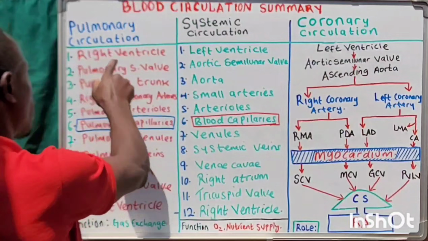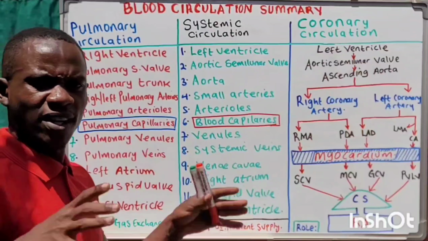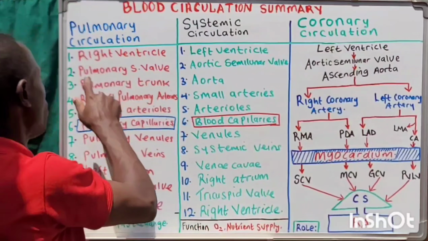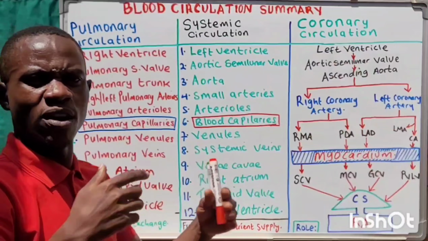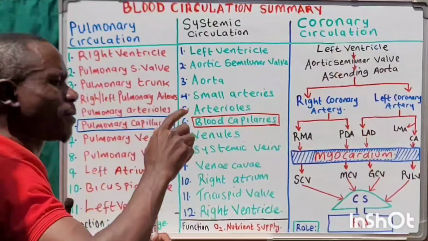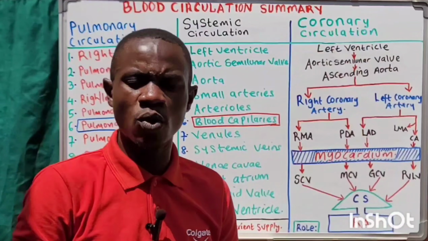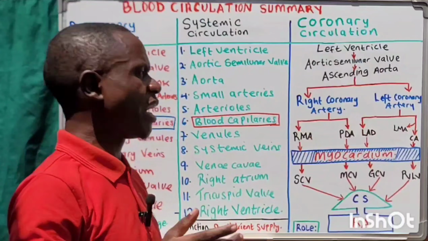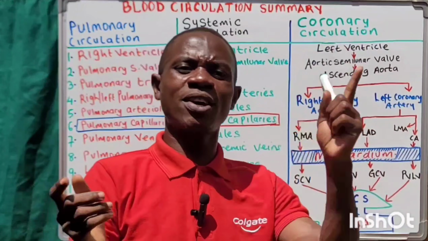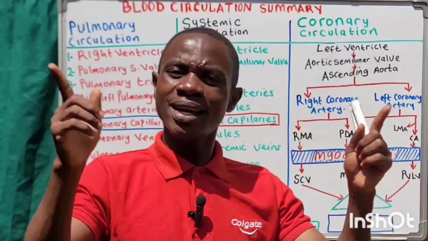Where does it start? Pulmonary circulation starts from the right ventricle. The right ventricle will squeeze the blood as if it has never squeezed before, and this blood will knock the pulmonary semilunar valve open. Once the pulmonary semilunar valve opens, the blood will enter this big vessel, which we call the pulmonary trunk. The pulmonary trunk eventually bifurcates into the right and then the left pulmonary arteries.